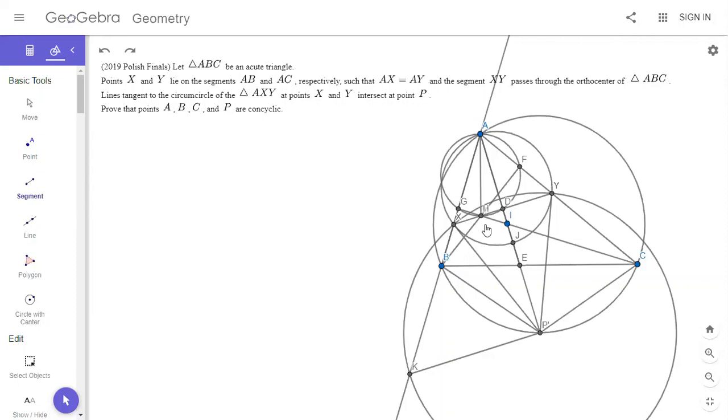And is that the same as showing HB is parallel to YK? Yeah. Another way of saying it is we want to show HB is parallel to YK.